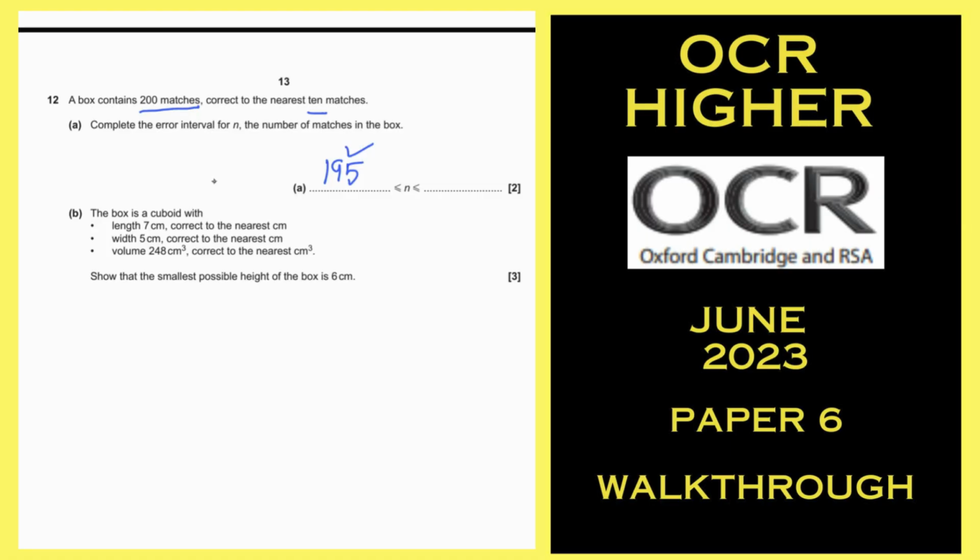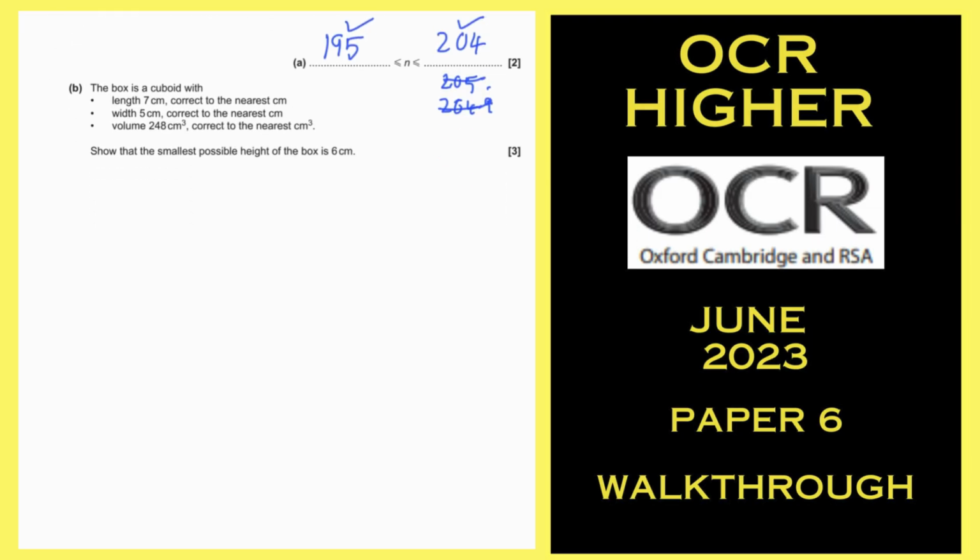So think about what is the most number of matches you can have in a box before it starts to get rounded up. And it's 204. Because 205, that would round up. If you did write 205, that's only correct when 204.9 recurring is correct, and it's not, so I'm afraid not.